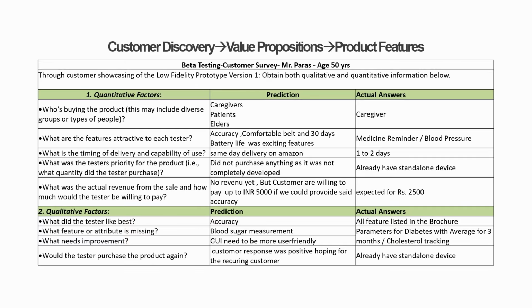So, he is very happy with all the features listed in the brochure and thinks that they are kind of self sufficient. Some extra additions are parameters for diabetes with average for 3 months, cholesterol tracking. So, if there could be some diabetic tracking and cholesterol tracking, that could be really beneficial. So, these are some add on information which he supplied. Based on his standalone devices, he wanted all of this integration in this particular device, and he was happy to take the positive response and kind of give a very positive feedback on this particular device.